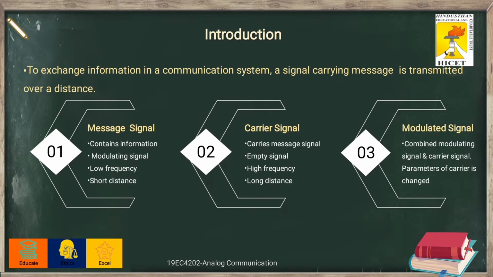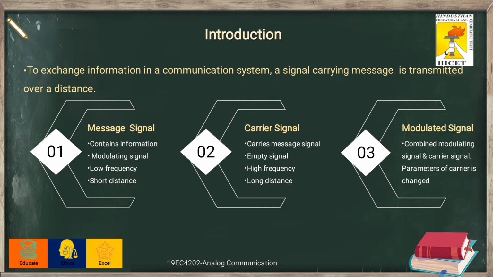In any communication system, to exchange information, a signal carrying message is transmitted over the distance. Three signals play an important role in the process of modulation. So they are the message signal, the carrier signal, and the modulated signal. The message signal contains the information. So it is also called as the modulating signal or the baseband signal.